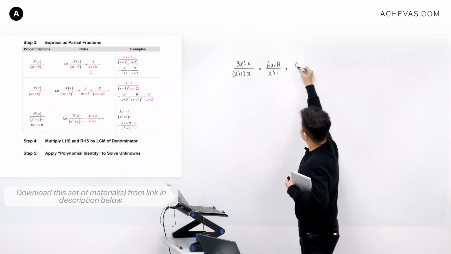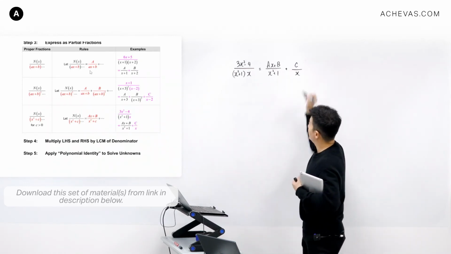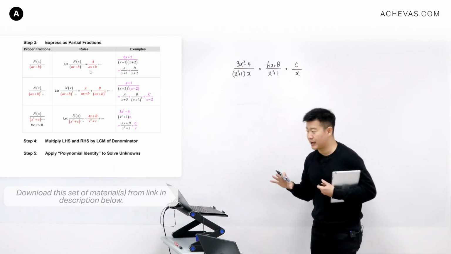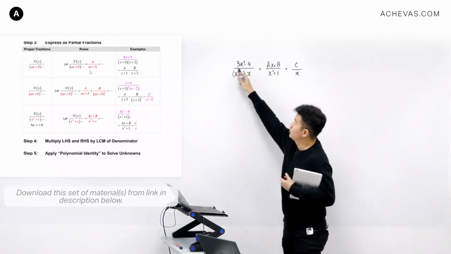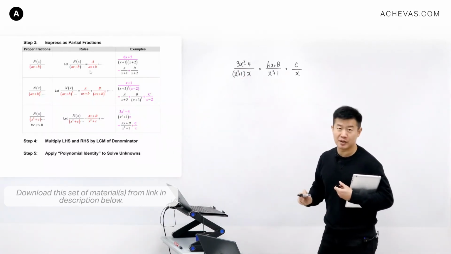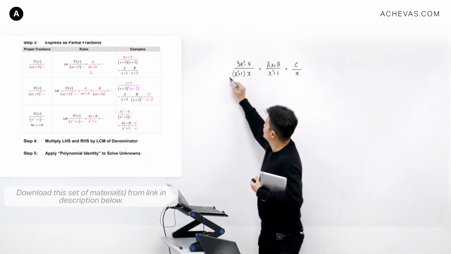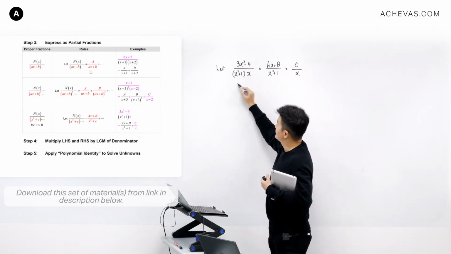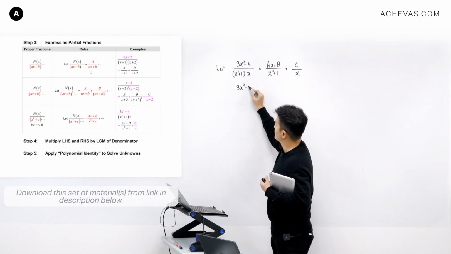So the constant that I'm going to go for, I'm going to make use of the alphabet c, so c over x. And we are going to move on to the next step. I'm going to multiply this throughout by the lowest common multiple of the denominator, which is going to be this entire expression in the denominator, x squared plus 1 plus x. So if I were to let this expression here be this format, that means multiplying throughout by the LCM of the denominator. On the left hand side, we're going to be getting just this.